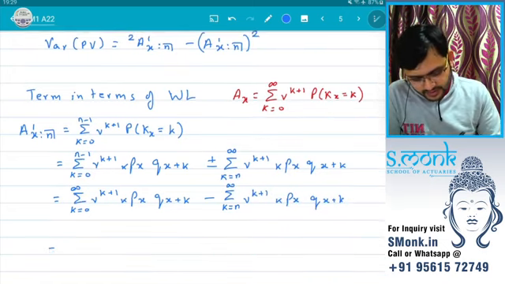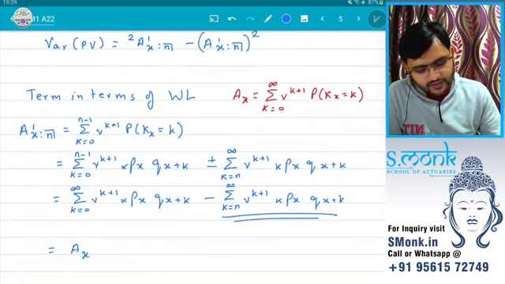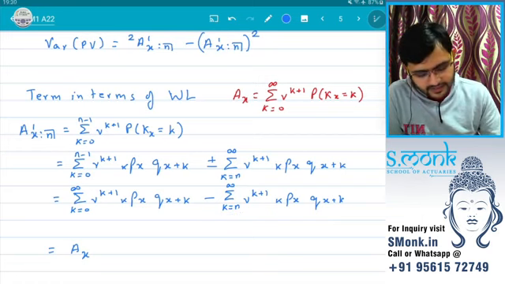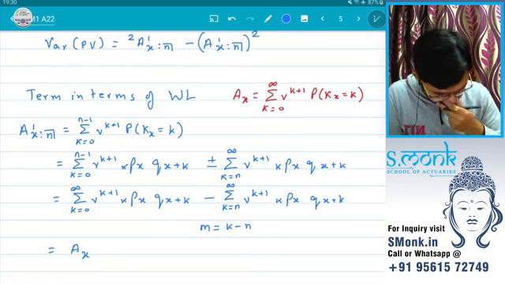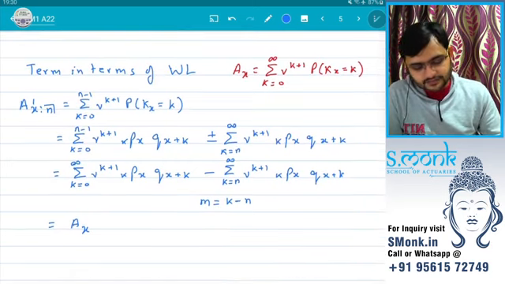Of course, here this is nothing but ax. This part is ax. But for this, if I want to make it in terms of ax, I should be going from 0 to infinity. So I will introduce another variable here. Instead of k, let's write m. m is equal to k minus n. If I take m equals k minus n, what do I get here?